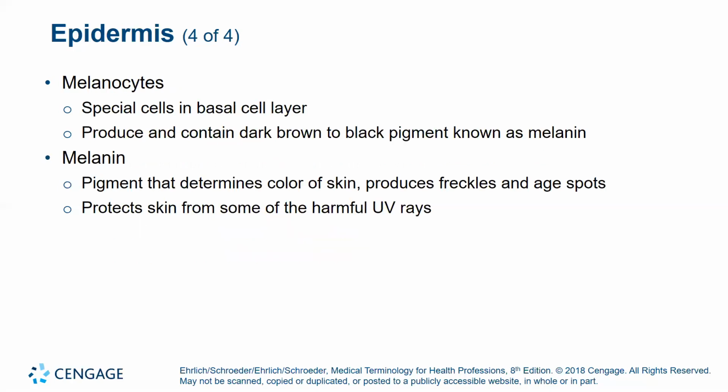Okay. Melanocytes, these are special cells in the basal cell layer. They produce and contain dark brown to black pigment known as melanin. Melanin then is a pigment that determines the color of skin, produces freckles and age spots. It also protects the skin from some of the harmful UV lights, or rays, I should say.